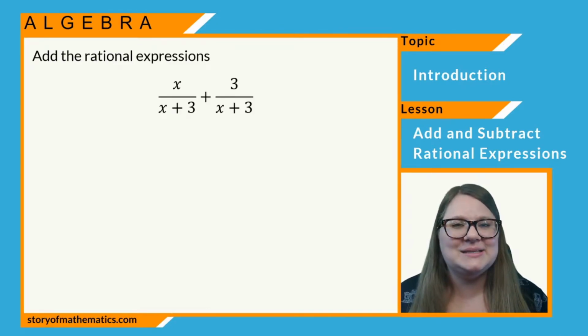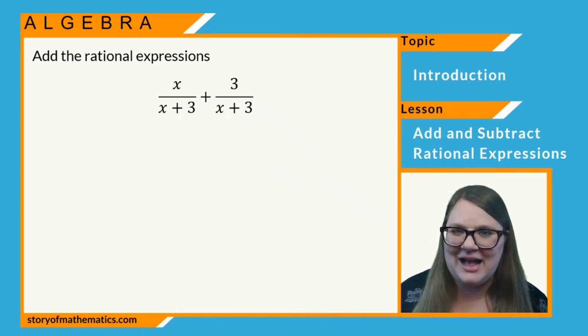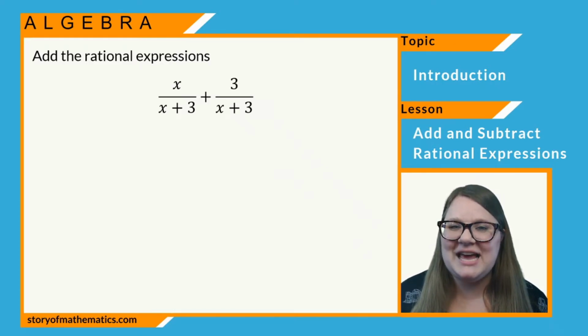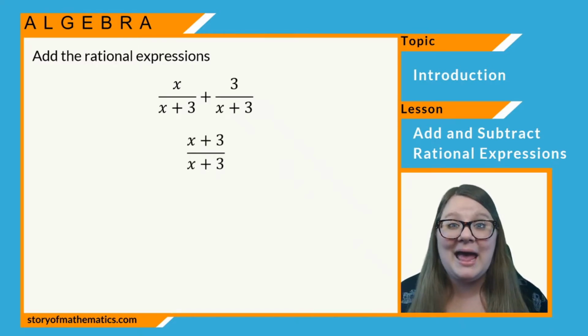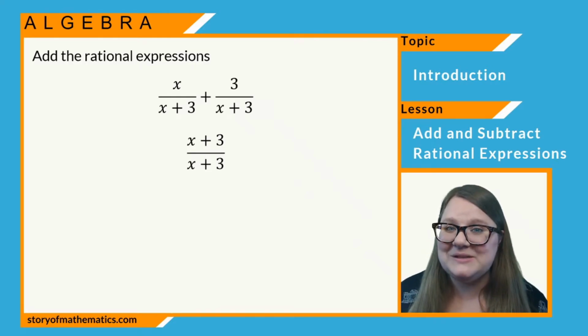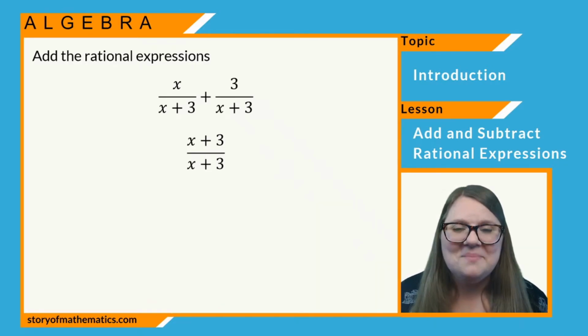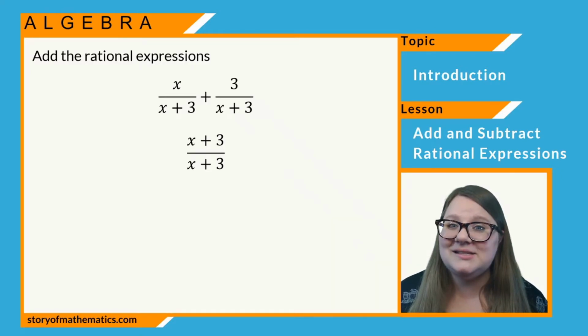Let's try one more. What if I give you the expressions x over x plus 3 plus 3 over x plus 3? Well, in this case, we still have the same denominator, so I can keep that. And I can go ahead and add the numerators. x plus 3 over x plus 3 is actually super nice because the numerator and the denominator are the same. They cancel and leave me with the number 1.